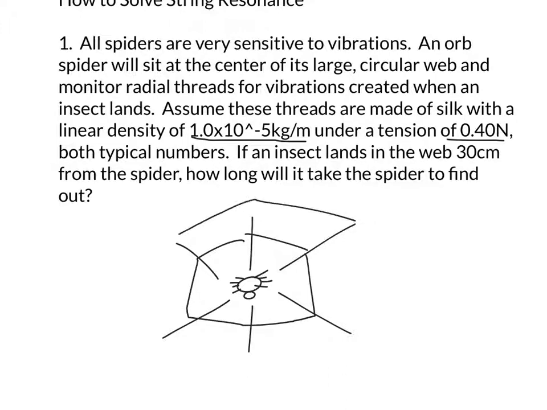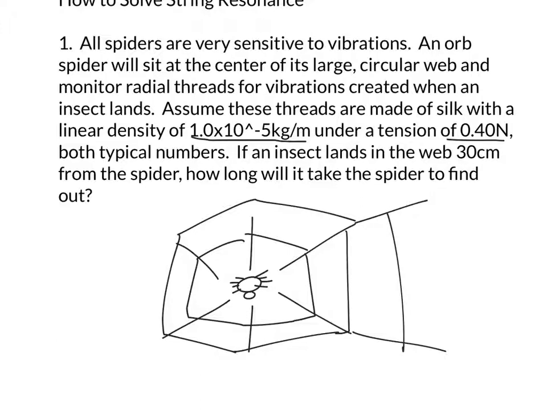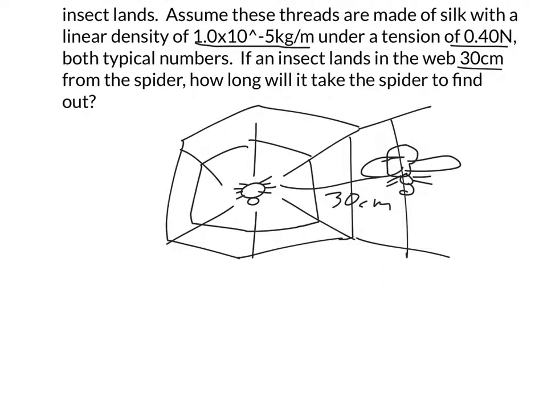Right, this is how spider webs go. And somewhere over here, some bug lands. That's a bug, right? Sure. And that insect happens to be 30 centimeters away down whatever piece of webbing that is. How long before the spider figures this out? You can guess it's probably not going to be very long, so let's go ahead and solve this.